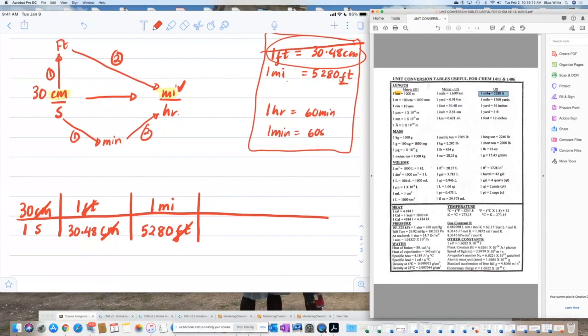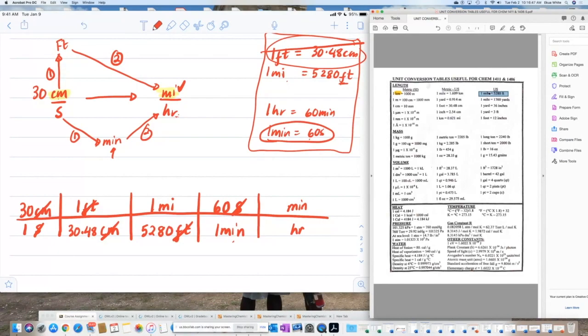Now the only thing I have left, I have to get rid of S and bring in H. To get rid of S, S is now on the bottom, so I have to bring in an S on top. That means I have to use this number down here with 60: 60 seconds on top, 1 minute on the bottom. So seconds cancel out. I'm not done yet. I'm still just right here, minute. I have to do one more conversion and bring minute on top and bring hour on the bottom.